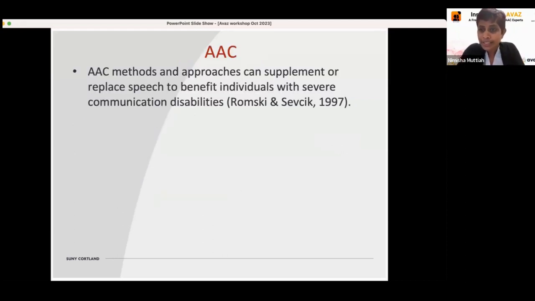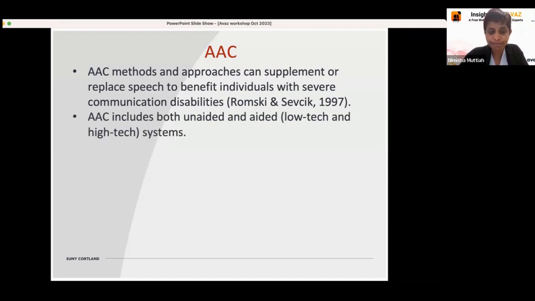So firstly, I want to do a quick introduction to AAC for anyone who's not familiar with it. AAC is basically augmentative and alternative communication. It's kind of a mouthful, so it's much easier to just say AAC. Essentially, what it does is either supplement or replace speech for anyone with severe communication disabilities. And this can include both unaided, where you're using signs or some type of gestures, as well as words, and any type of aided system. When we talk about aided, we're talking about low tech, meaning pictures and written words, as well as high tech, which would be, for example, AAVA, the app.